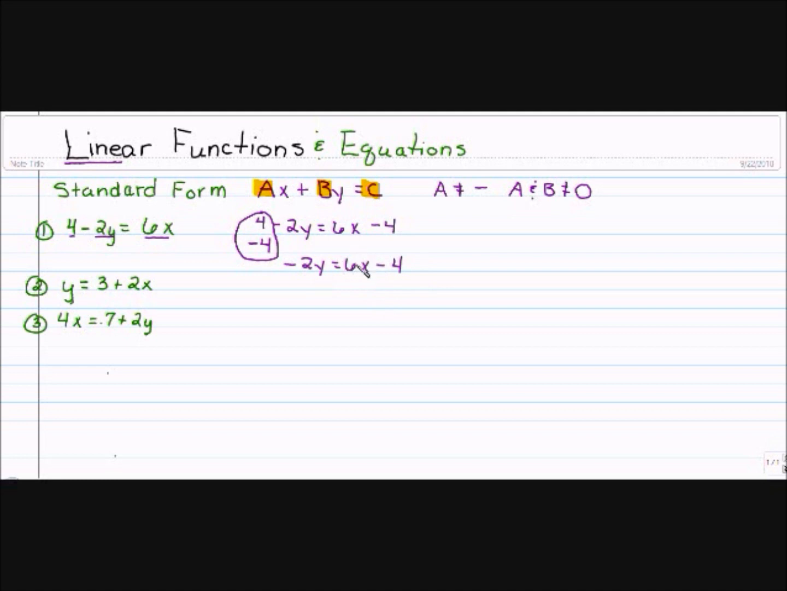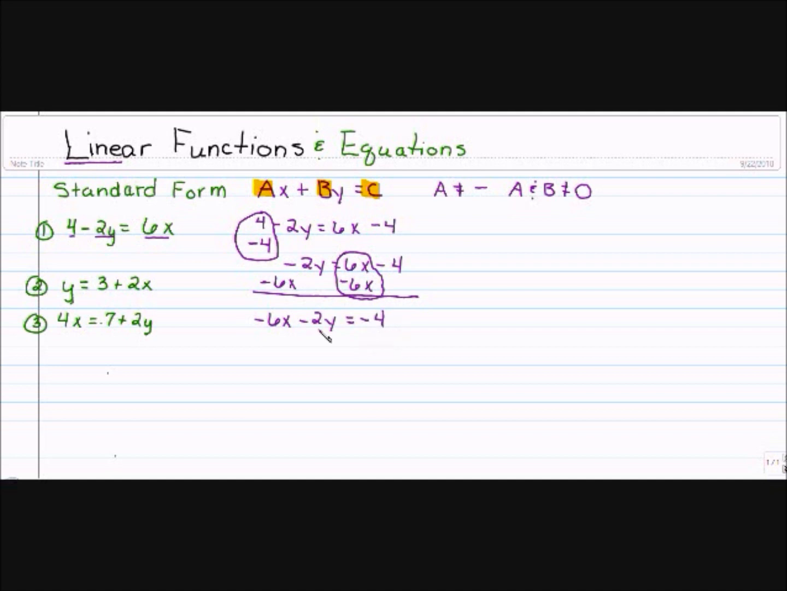Now I need to move the 6x over to the other side because according to standard form, it's an x plus y or x minus y. So the opposite of positive 6x is a negative 6x. I always draw my line just to keep things straight. I'm left with a negative 6x, a negative 2y equals, this zeroes out, that's why I draw the 0, minus 4.